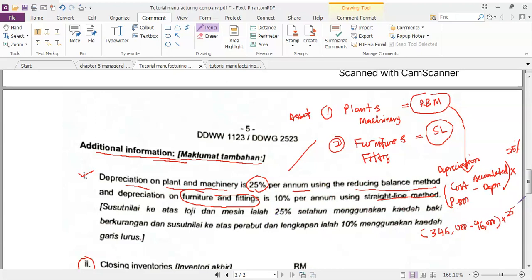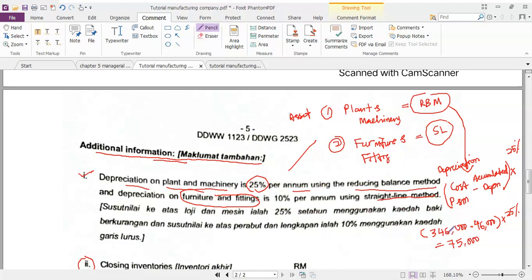So 25%. Okay, the 346,000, if you minus 46,000, you get 300,000, right? So times with 0.25. 0.25 is equal to 25%. So you will get how much? Any idea? Yes, that is correct, my dear.